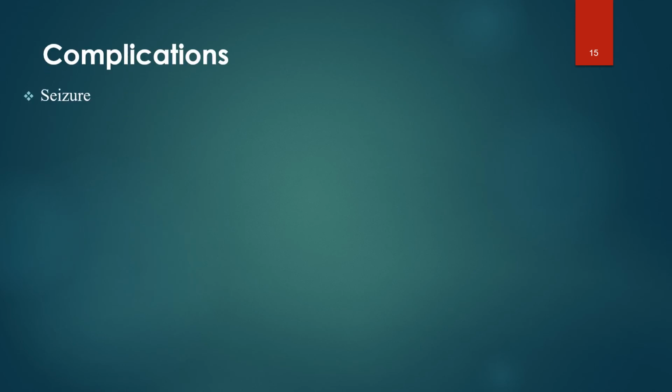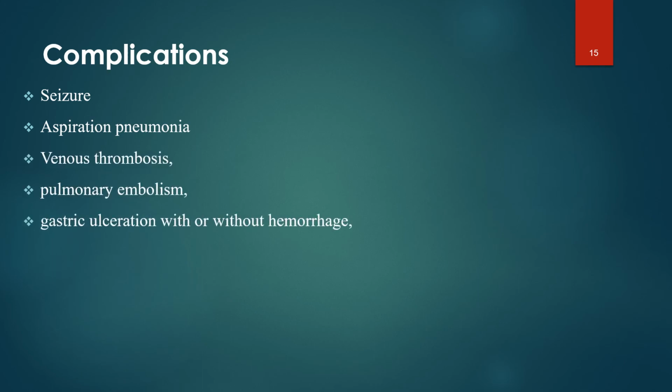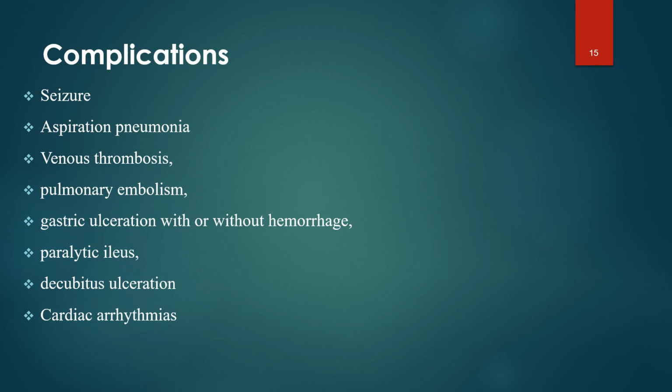When we see the complications, spasm and seizures are the common complications: aspiration pneumonia, venous thrombosis, pulmonary embolism due to prolonged bed rest, and gastric ulceration due to stress-induced ulcer with or without hemorrhage, and paralytic ileus, decubitus ulceration due to prolonged stay in bed, and cardiac arrhythmias may also happen, and also labile temperature regulation can occur.